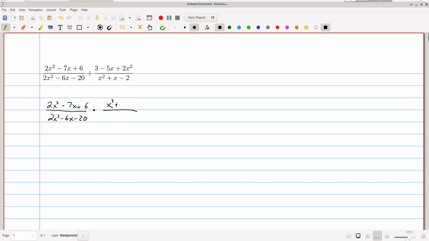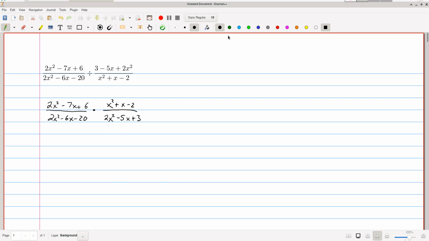So x squared plus x minus 2, which was in the bottom, comes up top. And 3 minus 5x plus 2x squared moves to the bottom. But because we're going to have to factor, I'm going to reorder this. I'm going to have the 2x squared come first, then the minus 5x, and then the positive 3. I'm going to have all of these in descending order.